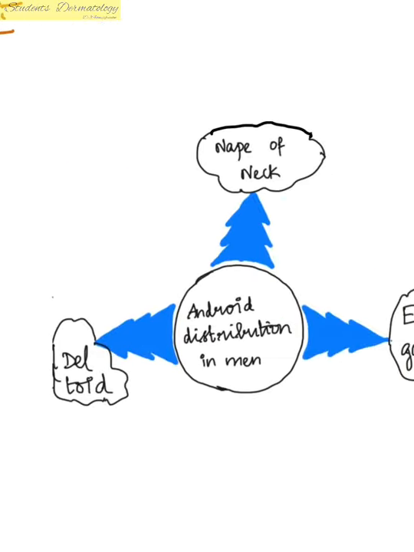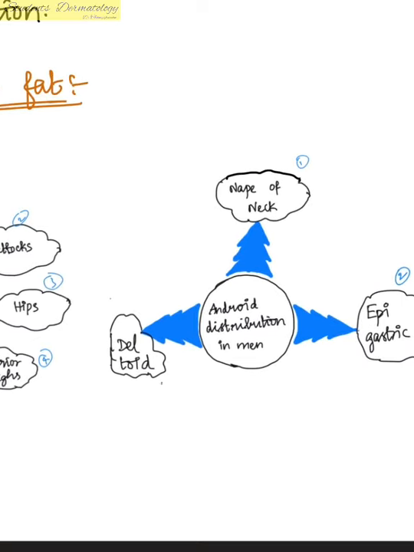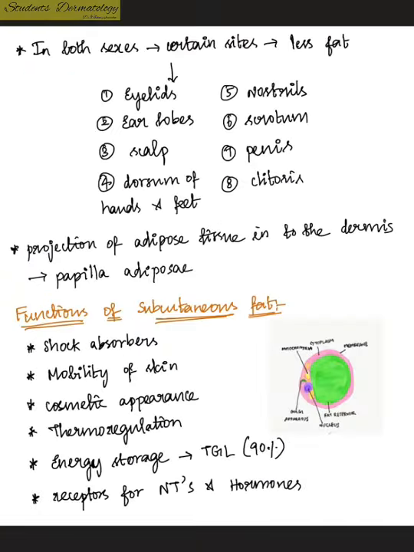Whereas the android distribution is mostly seen in men, and the fat is distributed in the nape of the neck, the epigastric, that is the abdominal region, and the deltoid region. In both sexes, however, there are certain sites that contain less fat, including the eyelids, earlobes, scalp, dorsum of hands and feet, nostrils, scrotum, penis and clitoris.